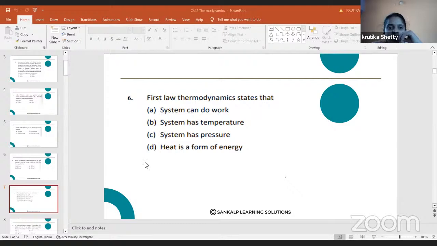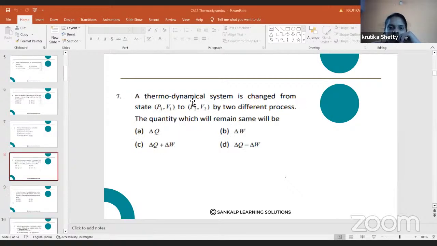So compared to all these options, I'll go with option D. If option D is not there, you can go for option A, no problem. Yes, next one. A thermodynamical system is changed from state P1 V1 to P2 V2 by two different processes. The quantity which will remain same will be.